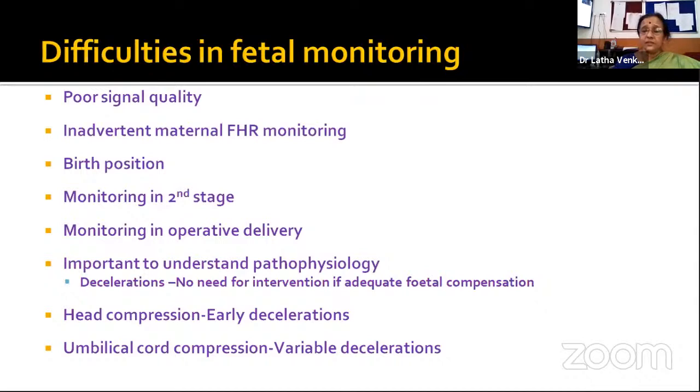So monitoring in second stage, oh my goodness, with ladies who do not have epidural, many of them can be very uncooperative. Monitoring in operative deliveries can also be quite difficult. And it's also important to understand the pathophysiology in fetal monitoring. Otherwise, there can be lots of errors in interpretation also.